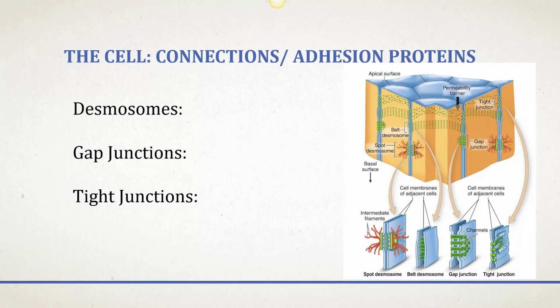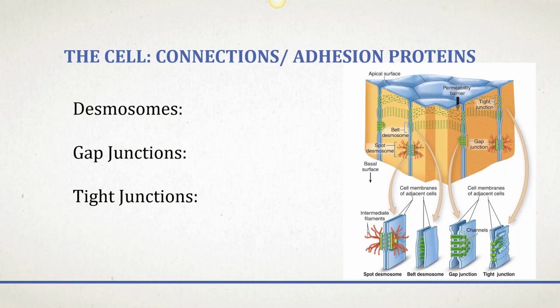The three major types of adhesion proteins and cell connections include desmosomes, gap junctions, and tight junctions. Desmosomes are button-like connections. So they anchor cells together, kind of like a button would hold a shirt together. It's a loose connection. Molecules can definitely move between the two different cells, but it's just holding them together. Many of your tissues are held together with desmosomes.